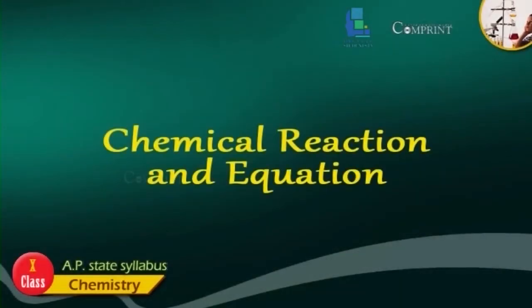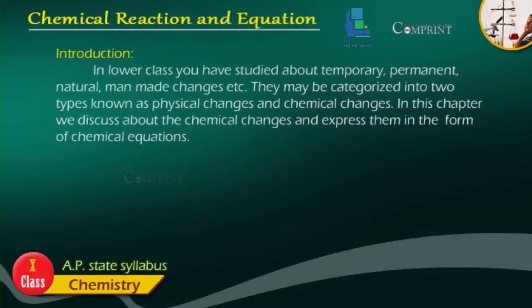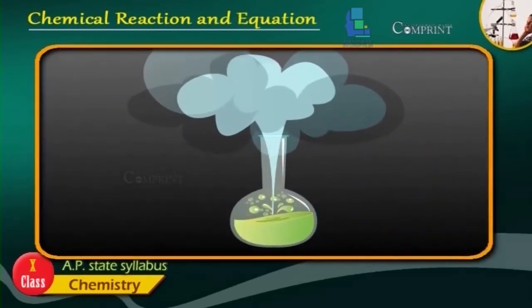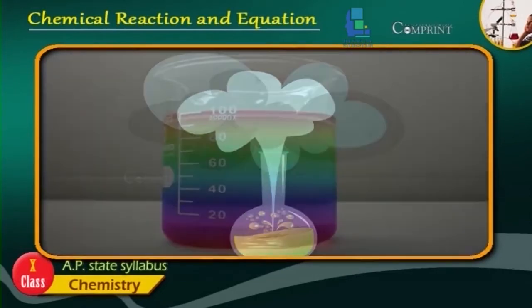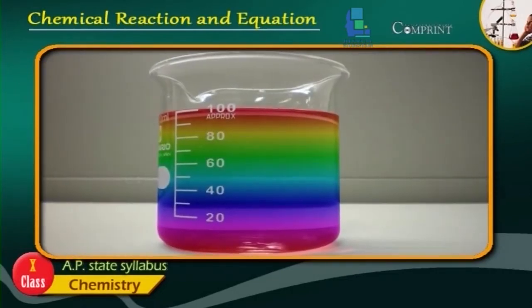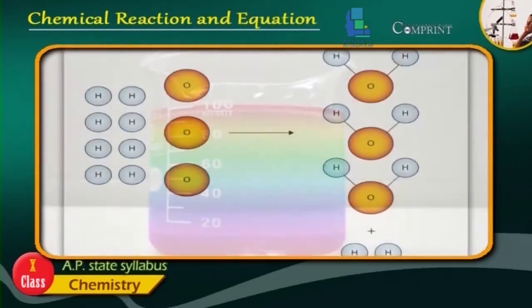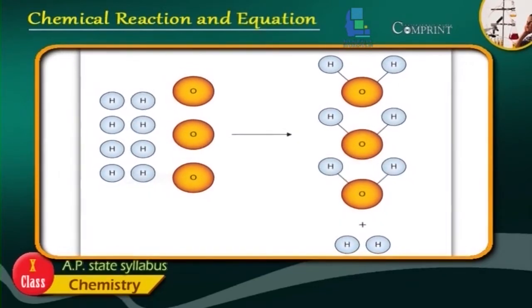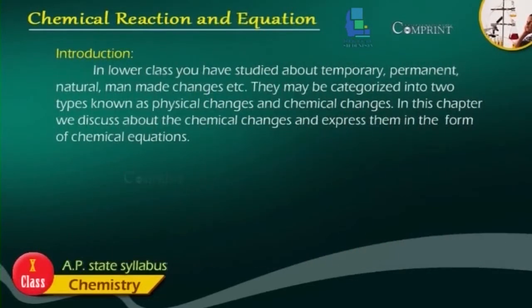Chemical reactions and equations. Introduction. In lower class, you have studied about temporary, permanent, natural, man-made changes, etc. They may be categorized into two types known as physical changes and chemical changes. In this chapter, we discuss about the chemical changes and express them in the form of chemical equations.